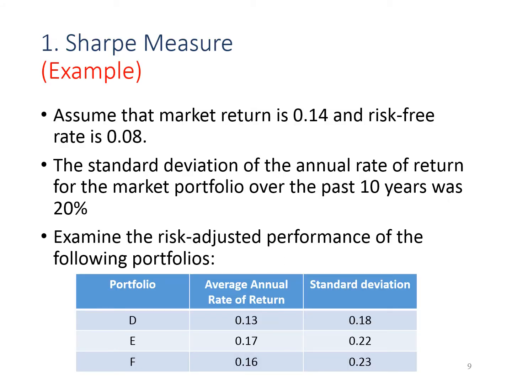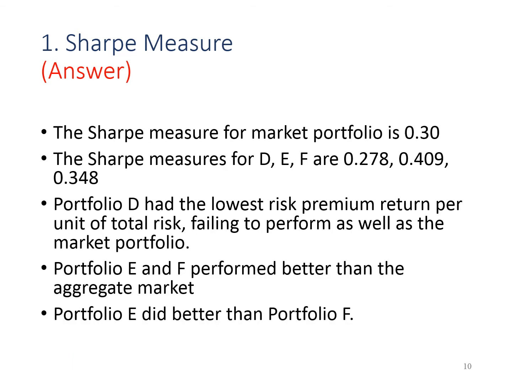Now, let's have an example to practice how to calculate the Sharpe ratio. I'm sure you can do it. The formula for the Sharpe ratio is return minus risk-free rate divided by standard deviation. You need to calculate the Sharpe ratio for the market as well as portfolios D, E, and F. For example, the Sharpe ratio of portfolio F is 0.16 minus 0.08 divided by 0.23. Let's try. Here is the final answer. I hope you got it correct.